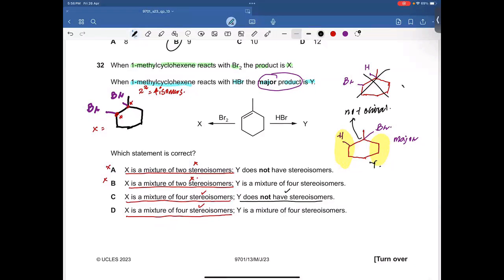Y is a mixture of four stereoisomers: wrong, because of the absence of a chiral carbon atom. It is not possible to have four stereoisomers, and therefore it could not be the right option. And therefore C is going to be the right answer. Okay, I hope it makes sense to you.